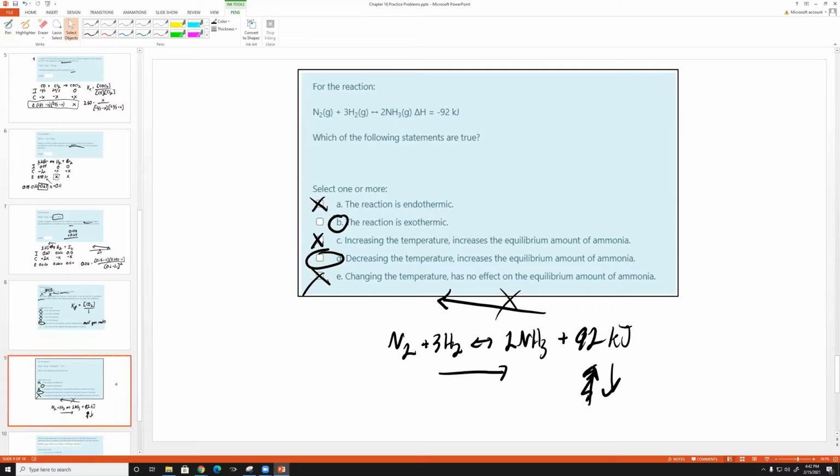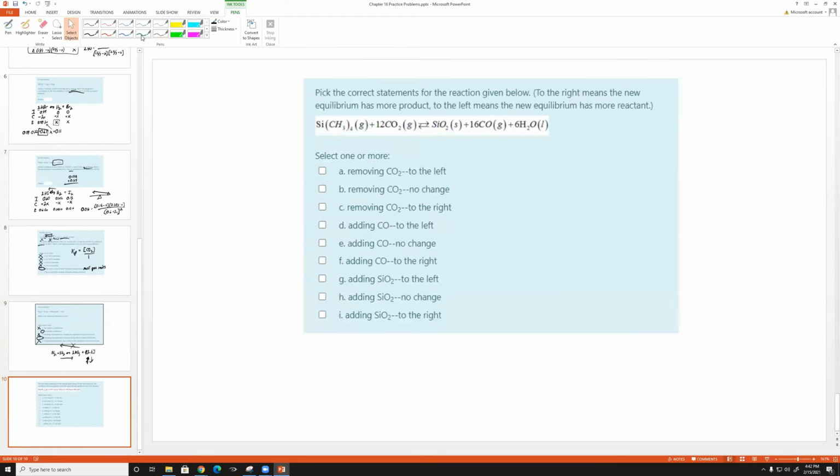Okay. Moving on. Last one. So we have this reaction. Pick the correct statements for the reaction. All right. So more Le Chatelier's principle. And keep in mind, look, you have silicon dioxide as a solid. This means it's not going to count. And we have pure liquid water. Not going to count. So removing CO2, the equilibrium shifts to the left. So where's CO2? Right here. If you remove it, shifts to the left.